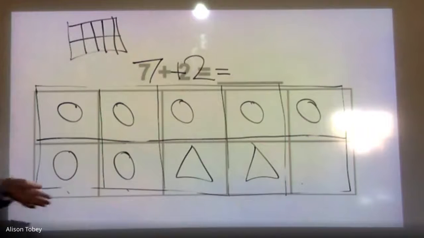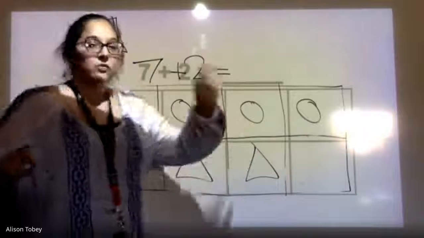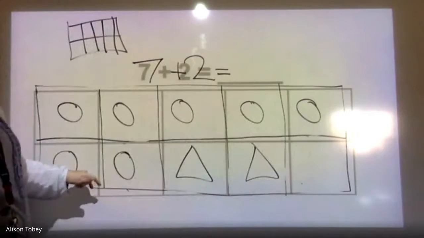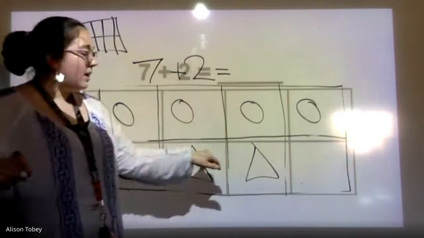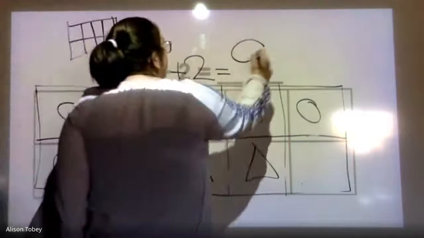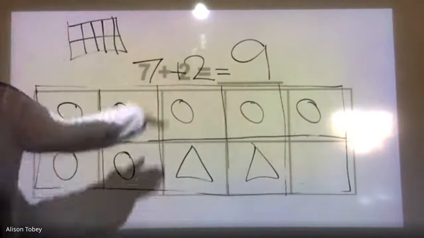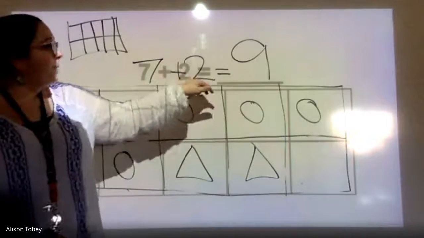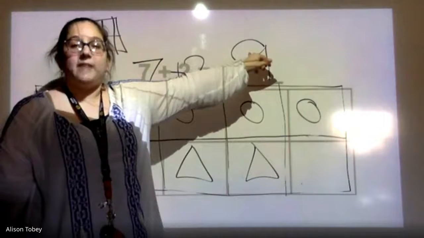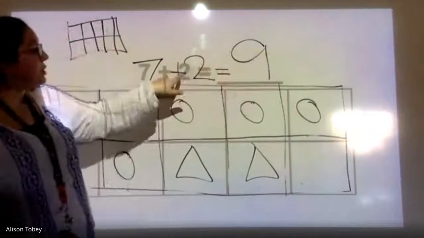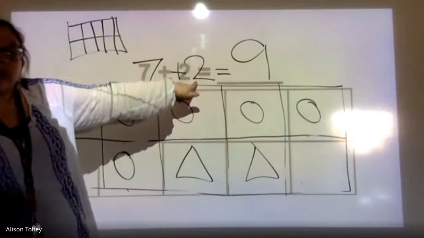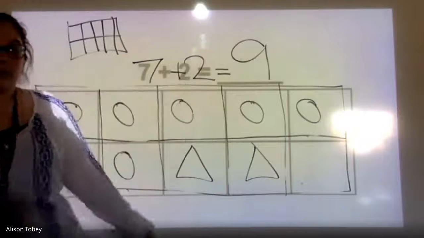So now we're going to look at our 10 frame. We know the top has 5, doesn't it? 5 on the top. 6, 7, 8, 9. 7 plus 2 equals 9. Part, part, whole. 9 is your sum, your answer. It's your big daddy number, right? These 2 are your add-ins because you add them together, right? Good job.